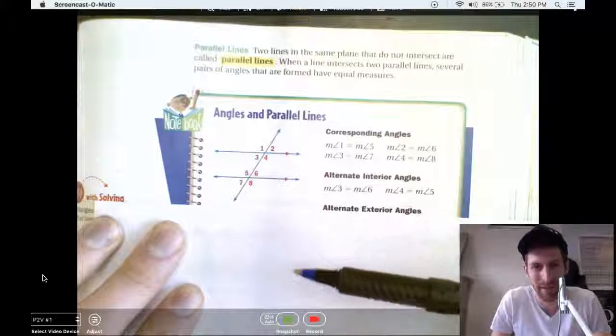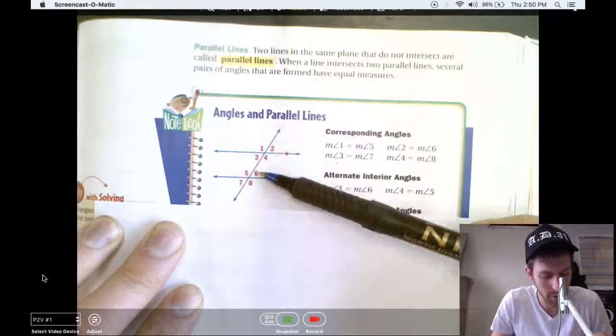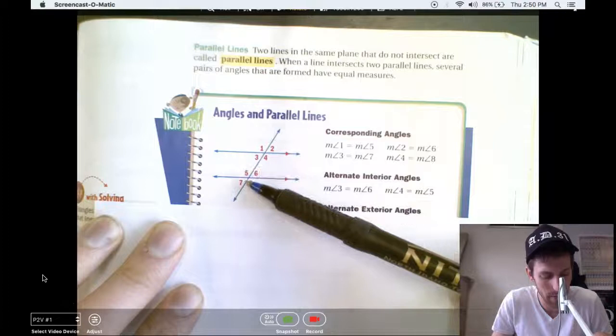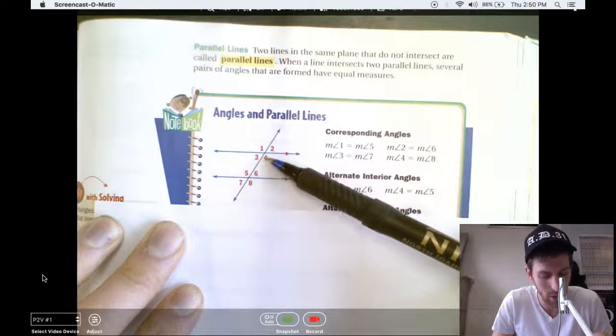So 1 and 5 are corresponding. 2 and 6 are corresponding. There are more corresponding angles, as you can see here. 7 and 3 are corresponding, because this is before you get to the line and it's on the left. And keep going up, before you get to this line and on the left. 7 and 3 and 8 and 4 are corresponding.